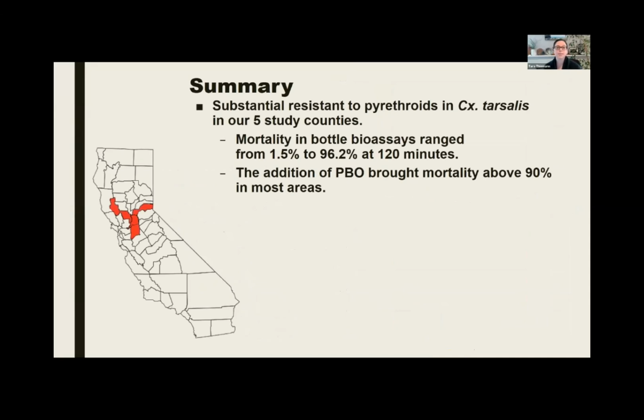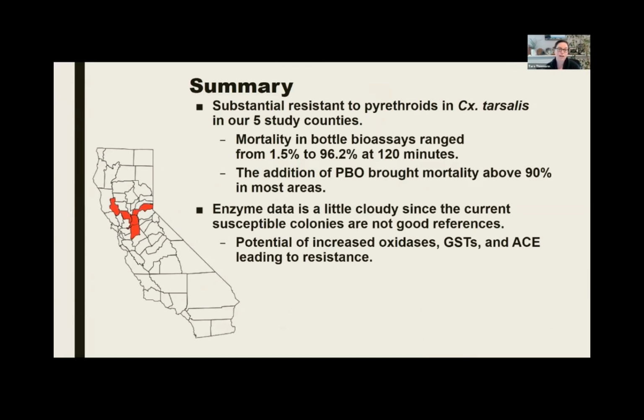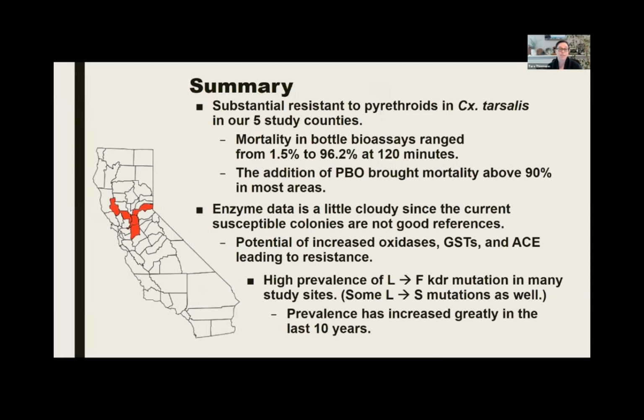So to summarize, there is substantial resistance to pyrethroids in Culex tarsalis in our study counties. Mortality ranged from 1.5 to 96.2% in those bottle bioassays. And the addition of PBO brought mortality above 90% at most sites. The enzyme data is a little cloudy because we don't have a good colony to use as a reference at the moment. However, based on those regressions, there's a potential that increased oxidases, GSTs, and acetylcholinesterase might be leading to resistance. Finally, we have a high prevalence of those KDR alleles, particularly the leucine to phenylalanine mutation. There are some serine mutations as well. And the prevalence of these alleles has greatly increased in the last 10 years.